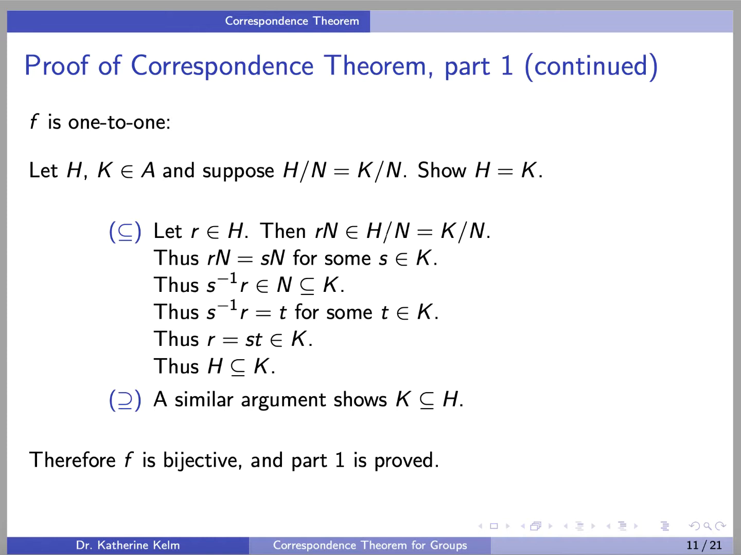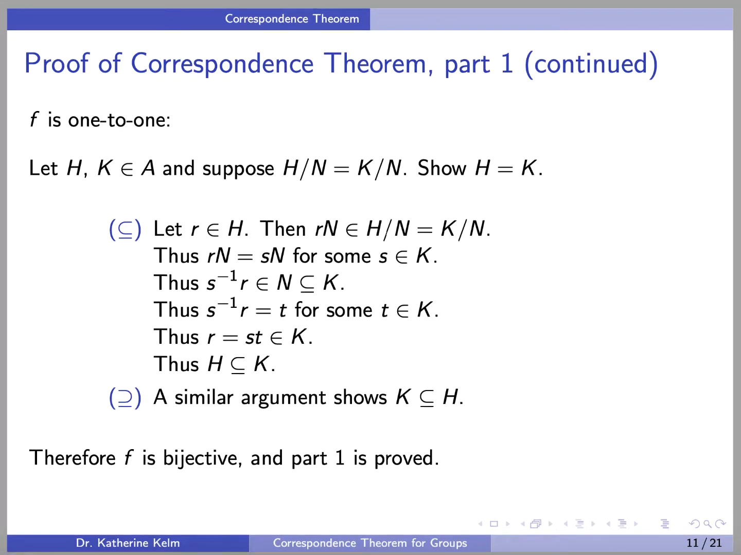For the forward containment, let R be an element of H. Then the left coset RN belongs to H mod N, which by hypothesis is equal to K mod N. Thus RN equals SN for some S belonging to K. Thus, S inverse R belongs to N, but N is itself a subset of K, so therefore S inverse R is equal to T for some element T of K. Thus, R equals ST, which belongs to K. Thus, H is a subset of K. The reverse containment follows exactly the same way, just reverse the names H and K.